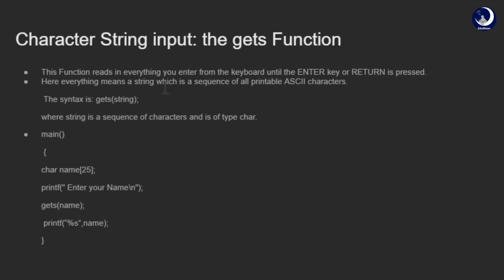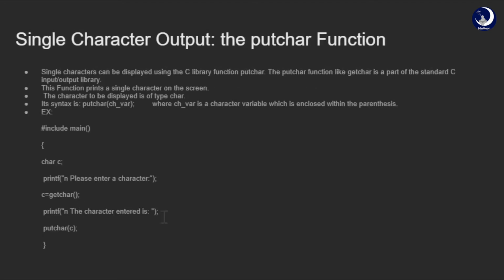After the input functions, we have the single character output or the putchar function. The putchar function outputs a single character to the screen. So single characters can be displayed using C library function putchar. The putchar function, like the getchar function, is a part of the standard C input-output library. This function prints a single character on the screen. The character to be displayed is of the type char, and the syntax is putchar, open parenthesis, char variable, where char variable is a character variable which is enclosed within the parenthesis.